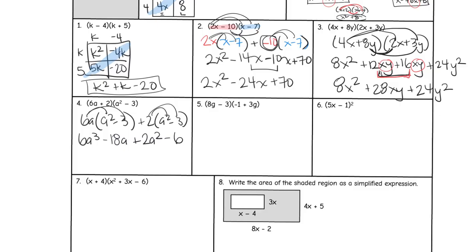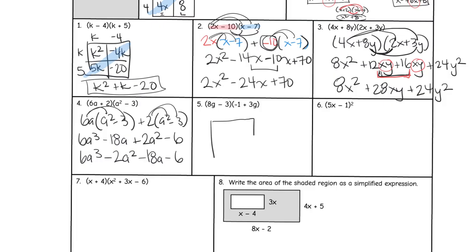All right, so I'm looking through, and this has a cube, this has a power of 2, power of 1, and then a constant. So none of these are like terms. I just want to make sure that I write this in standard form, which needs to go highest exponent to lowest exponent. So I'm going to switch these 2 spots because 2 is higher than 1. So 6a cubed minus 2a squared minus 18a minus 6. And there's my answer.